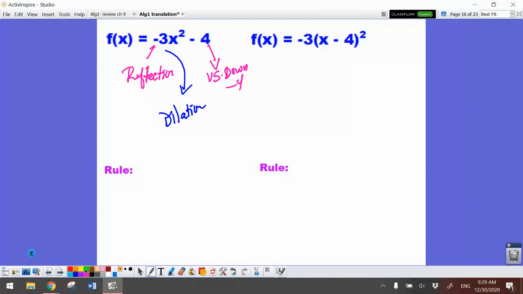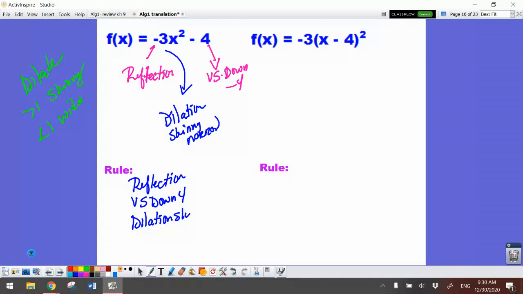Now remember, there was two types of dilations. We had, if it was a whole number greater than 1, that was going to make it skinny. And if it was less than 1, that was going to make it wide. Okay? So is this one going to be wider or skinnier? Yeah, it's going to be skinny or narrow. So this one actually has 3. It has a reflection. It has a vertical shift down of 4. And it has a dilation that makes it skinny.